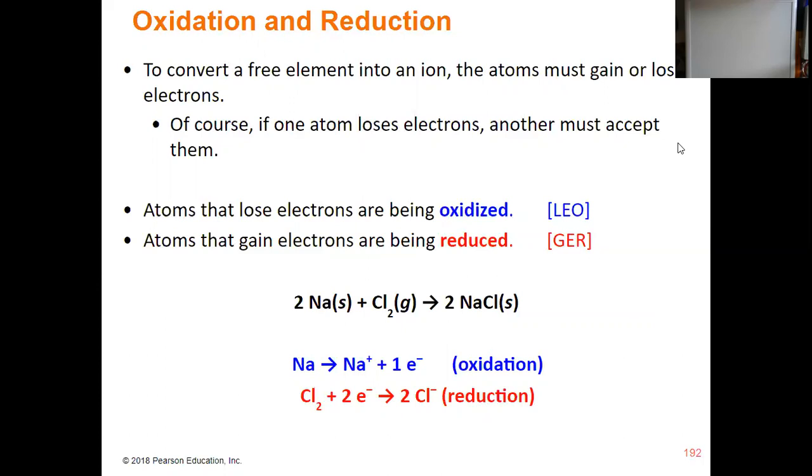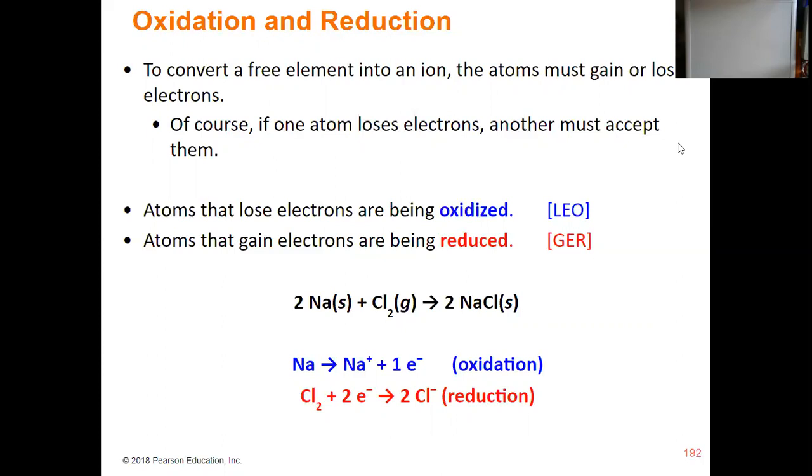And we use the little set of terms, LEO and GER, as a memory tool to remind us which is which. So LEO stands for lose electrons, oxidation. GER stands for gain electrons, reduced, or reduction. And that's one way to help remember it.